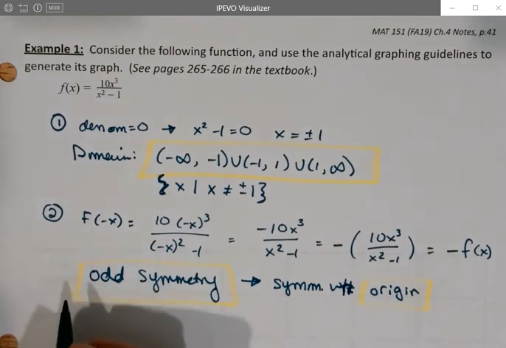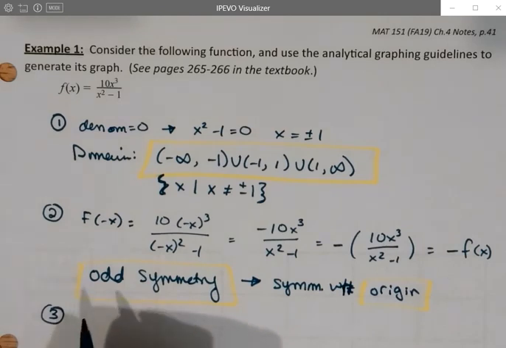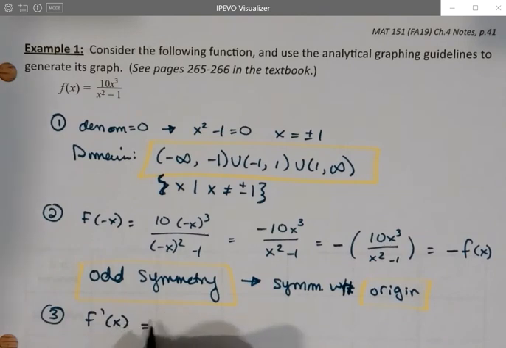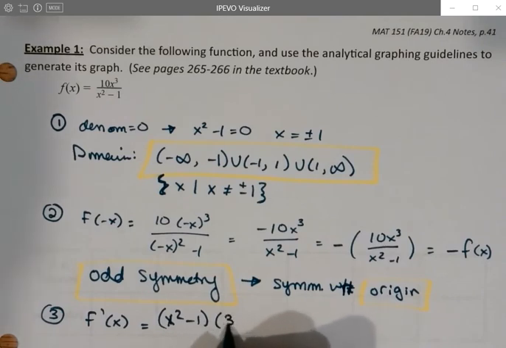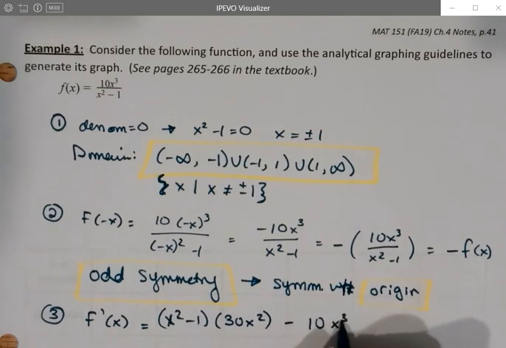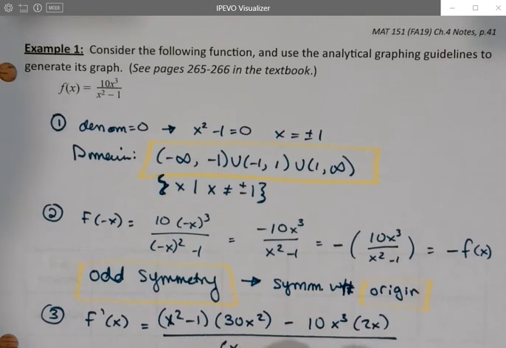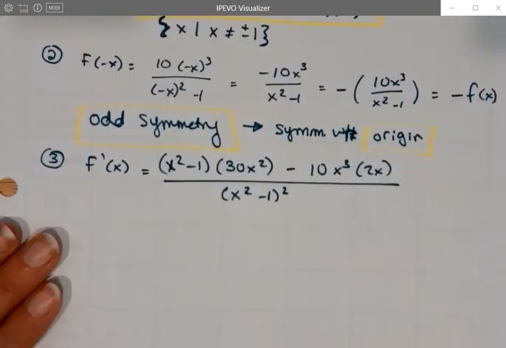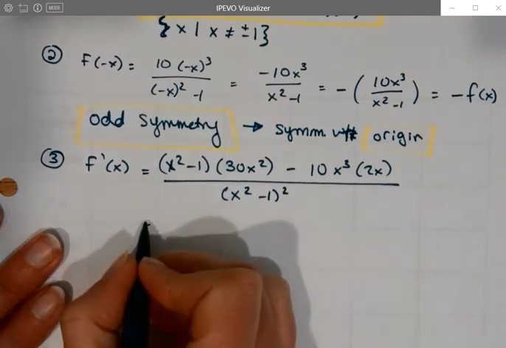Okay, so then the third thing that we need to find is the derivative, so the first and second derivative. So if I use the quotient rule to begin with this derivative, we'll have bottom, so x squared minus 1 times the derivative of the top, so 30x squared minus top, 10x cubed times the derivative of the bottom, 2x, over the bottom squared, x squared minus 1 squared. I'm going to get this simplified because I need to find its derivative. There's no way I would want to do that if it wasn't simplified.